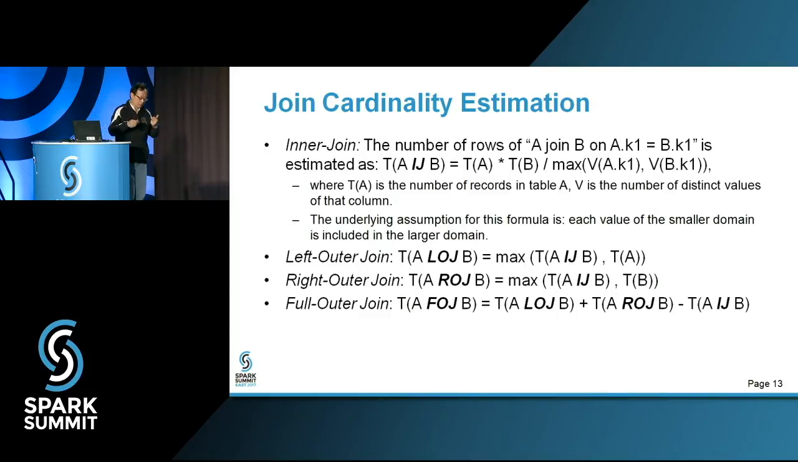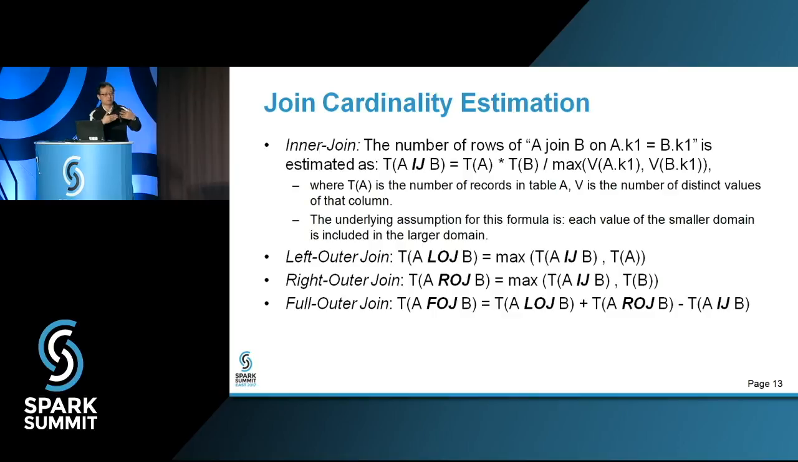You can think about it this way: usually in the real world, you have a primary key, foreign key join, and we want to take the number of distinct values from the primary key relation, because the primary key relation has a greater number of distinct values.